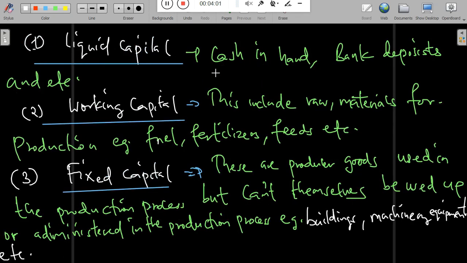Liquid capital is cash in hand, bank deposits, etc. Working capital includes raw materials for production, for example fuel, fertilizer, feeds, etc. Fixed capital refers to producer goods used in the production process, but which cannot themselves be used up in the production process. For example, buildings, machineries, equipment, etc.